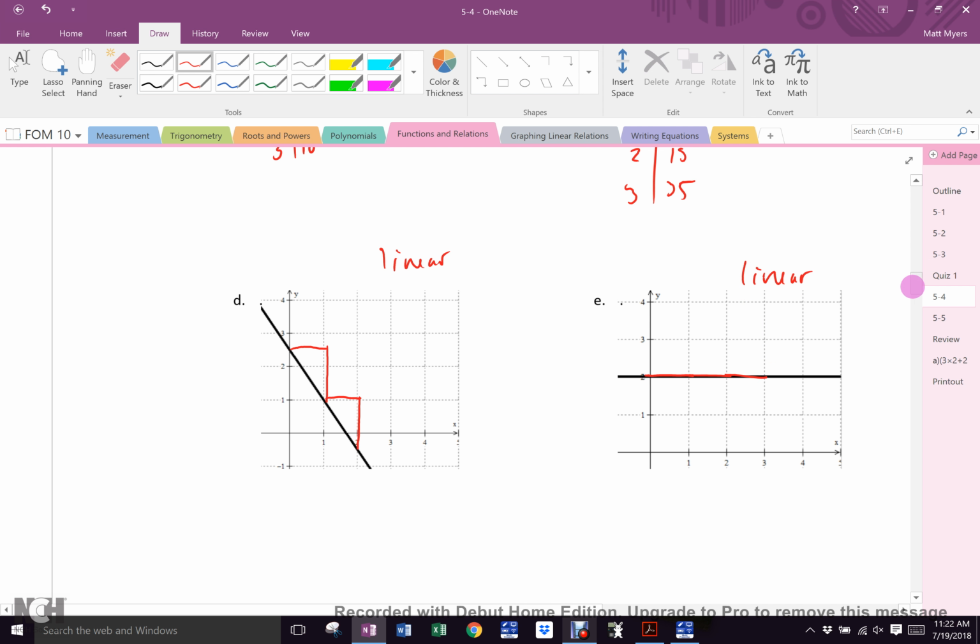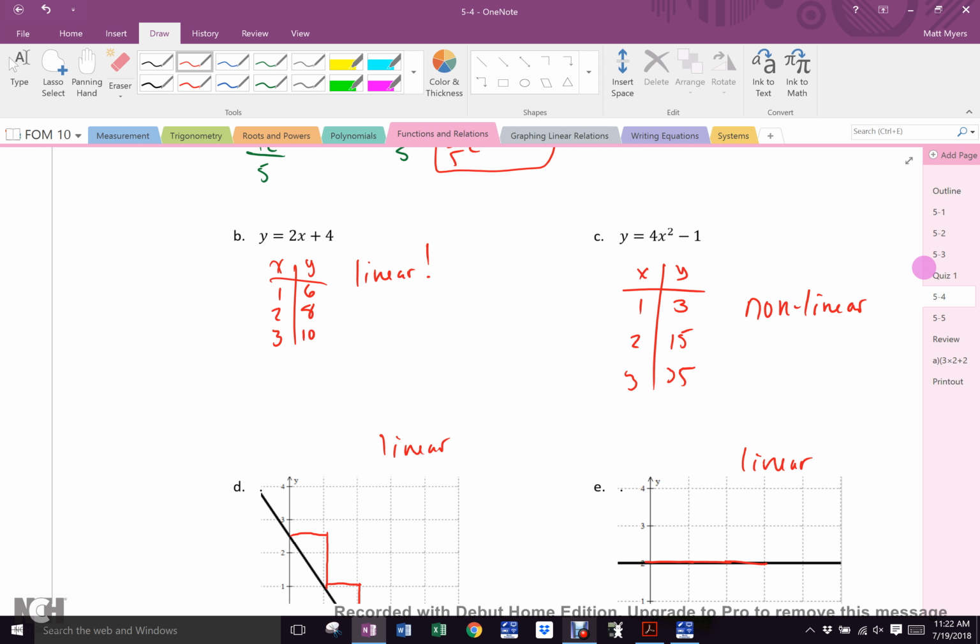Yeah, sure. You betcha. Oh, I forgot to point something out. What's different between B and C? The exponent. An exponent automatically means it's nonlinear.